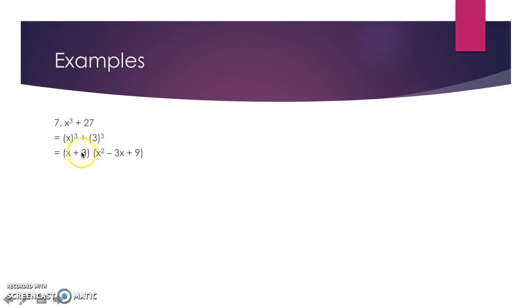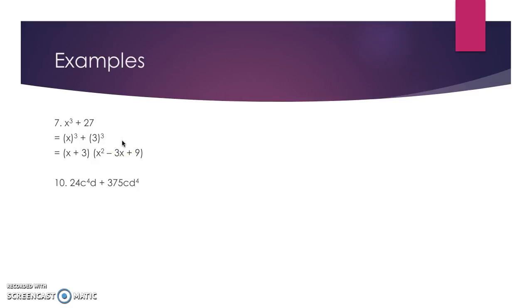Because if we go back, our a value would be the x, and our b value would be the 3. And so x plus 3. Now we go to our trinomial. So we have x squared, or our a value squared, minus our a value times our b value, okay, because this is in that rule, which is 3x, plus our b value squared. So 3 times 3 equals 9.